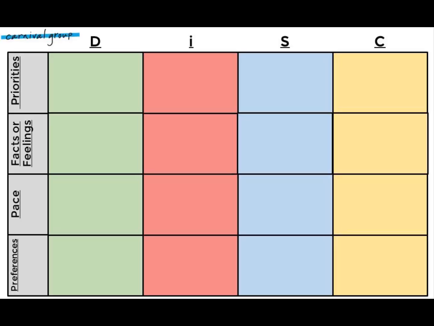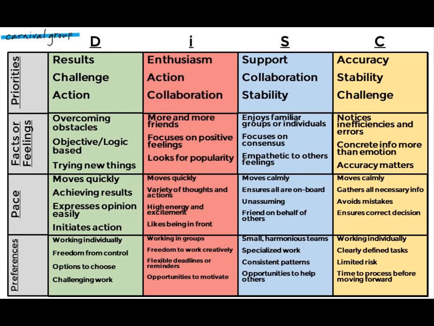Today, we're going to break down each style type into 4 different components. As you can see in this chart, there's a lot of information here. What's most helpful is for us to understand our own style first. So what I would suggest is that you go to our website at carnivalgrp.com and find the DiSC homework for part 2.